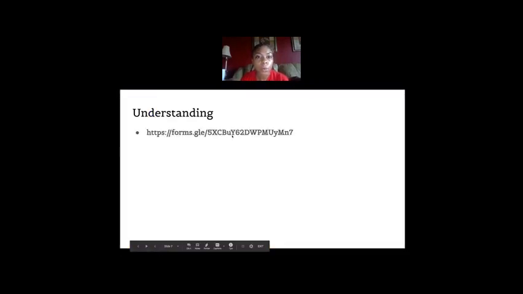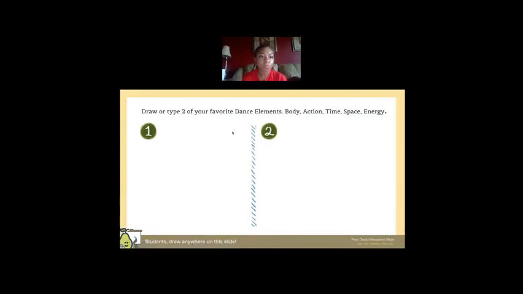So here we are. We're going to check for understanding. Draw or type 2 of your favorite dance elements. Now you can draw body, you can draw action, you can draw time, you can draw space, you can draw energy. Maybe for body, you draw an arm, or you draw a hand, or you draw a foot. Maybe for action, you draw somebody running, or you can write action. Or maybe for time, you can draw a clock.